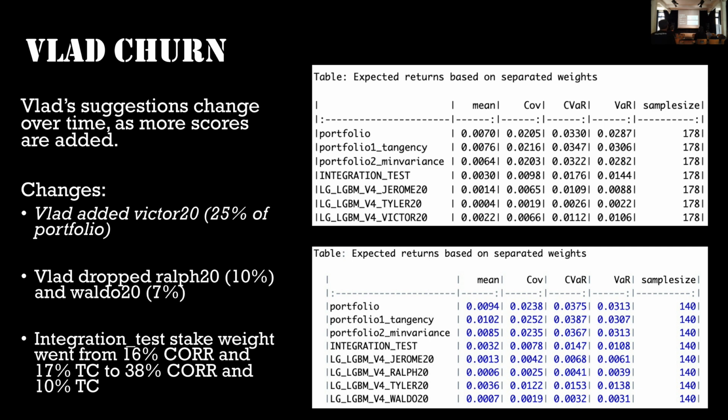And some things changed. So you see integration test is still there, your ROM is still there, Tyler is still there. Victor joined and got about 25% of the portfolio. Rolf and Waldo were dropped for about 70% of the portfolio. Integration tests changed the stake a little bit. They went from sort of equal core and TC to more core and less TC. So there are some changes that are happening, but I'm not updating my own weights weekly now. Every so often I rewrite the program and then adjust the weights.